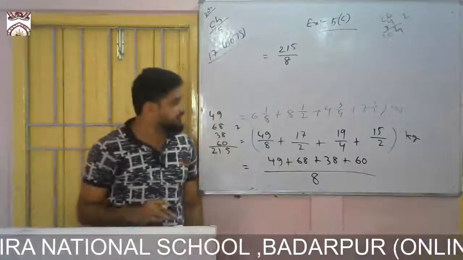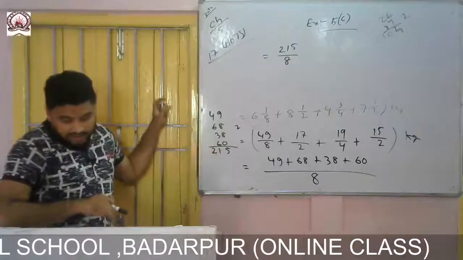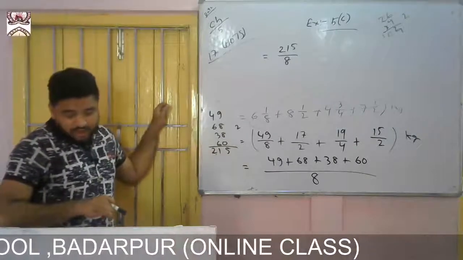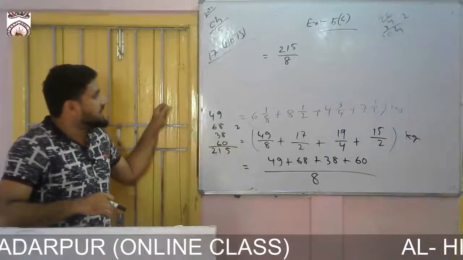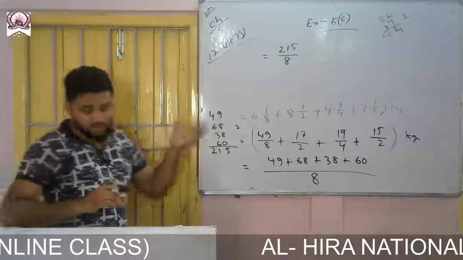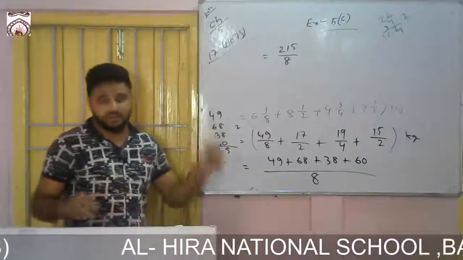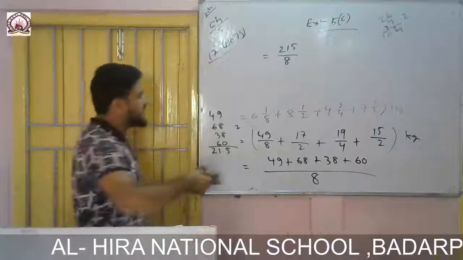Now what do you see? This 215 by 8. Okay. And 105 by 4, the answer that came earlier, the weight which can be held by the wheelbarrow. Now let us check which fraction is greater. So how to check?